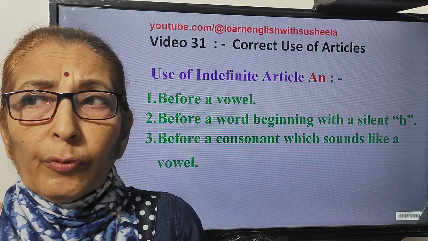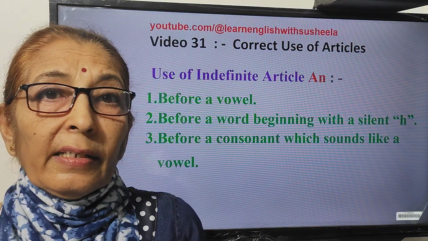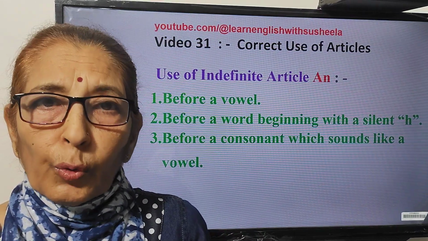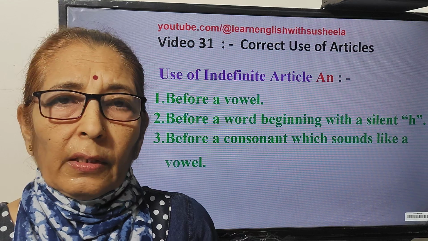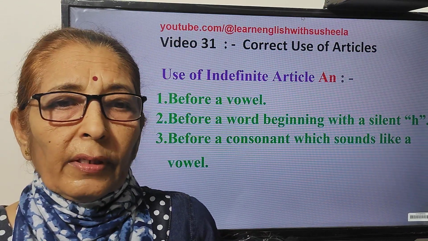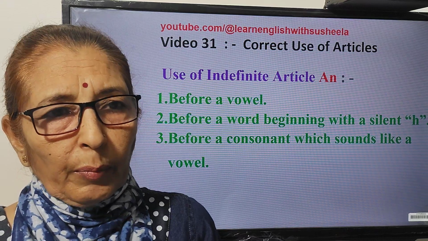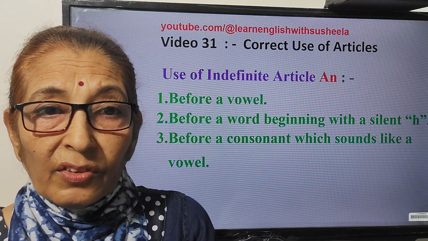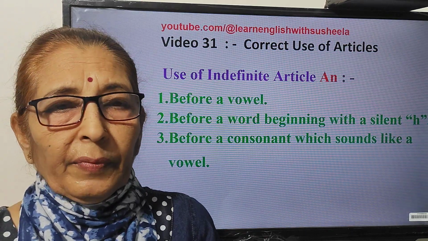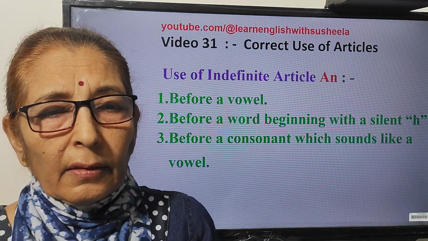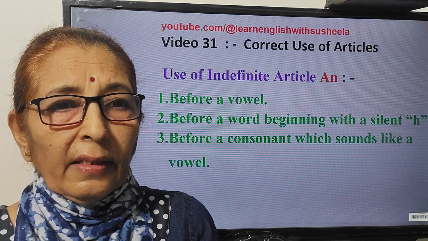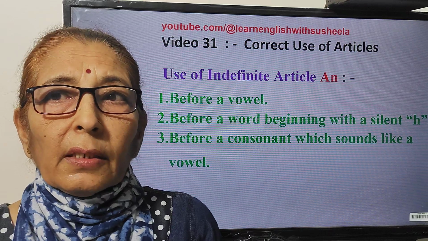We also use it before a word beginning with a silent H. H is a consonant, just as we say a horse. But when we use a word where H is silent, we use an. For example, he is an honorable person. Honorable. Here H is silent. That sound of H is silent. Same way, she is an honest lady. Or I waited for an hour. So in honorable, honest, or hour, H is silent. That's why we use with them the article an.